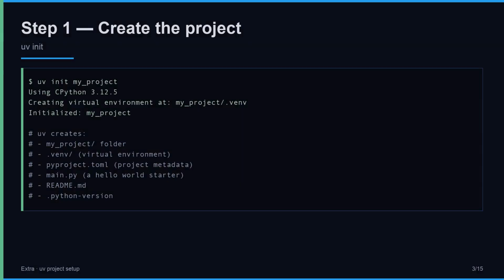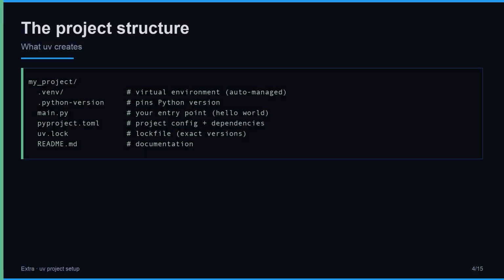Create the project. Type uv init followed by a project name, for example, my_project. UV does several things at once. It creates the project folder. It creates a .venv virtual environment inside it. It writes a pyproject.toml with project metadata. It creates a main.py with a simple hello world. It creates a readme. And it creates a .python-version file. One command, and the entire project skeleton is ready. One command, full skeleton.